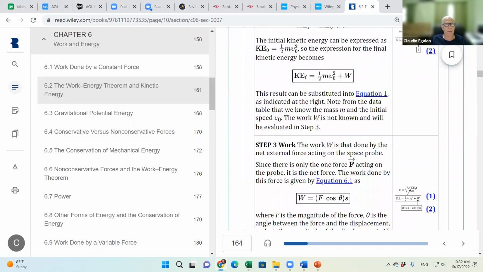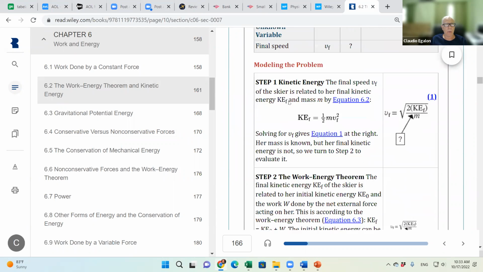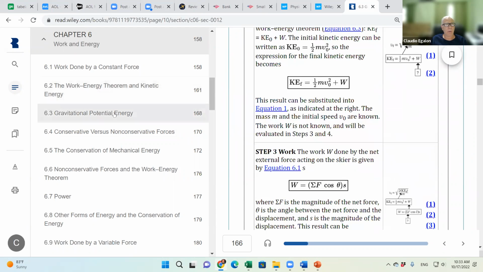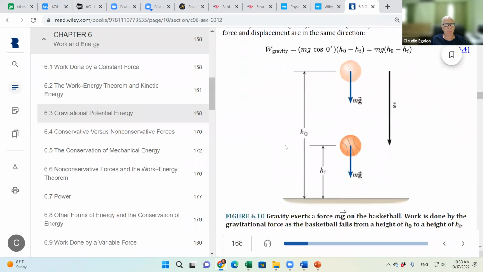And one example, let's go to gravitation. We're doing gravitational potential energy. The work done by gravity, by the force of gravity.